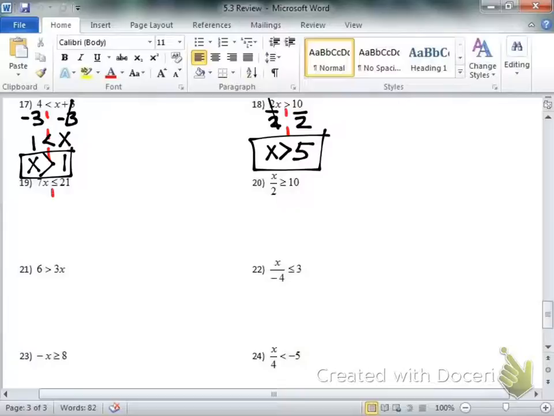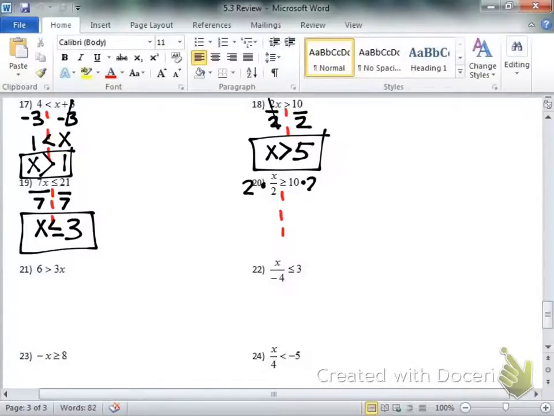Number 19, what am I going to do? Divide by 7. So I have X is less than or equal to 3. Number 20. Multiply by 2. We're already dividing. You don't undo division by dividing, you undo division by multiplying. So the 2's are gone on the left side. We have X is greater than or equal to 20.